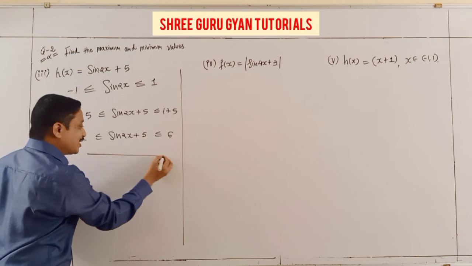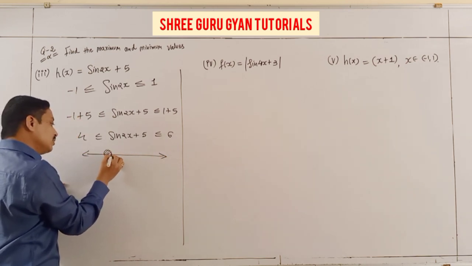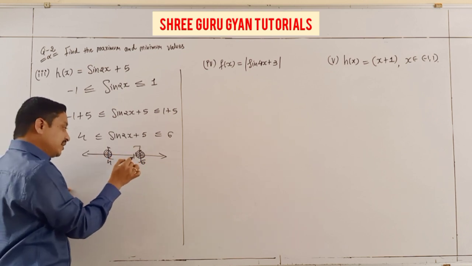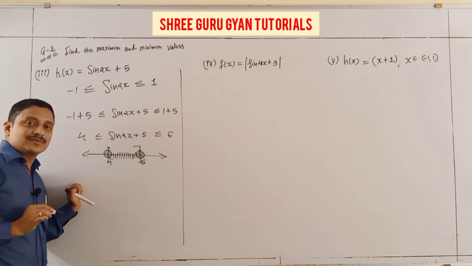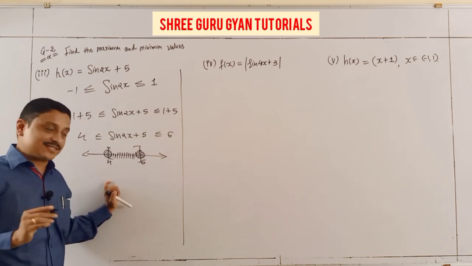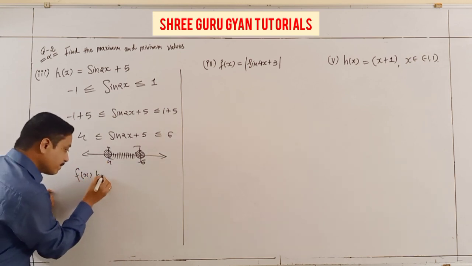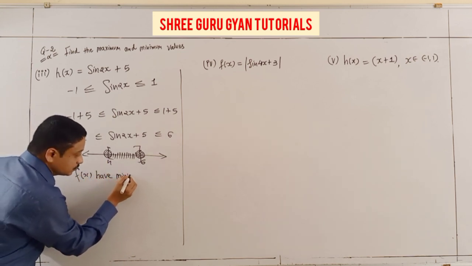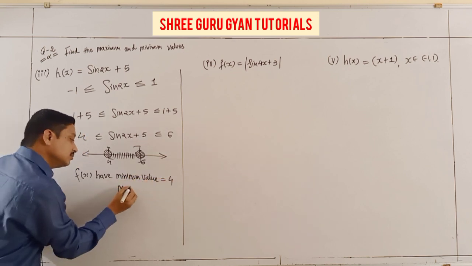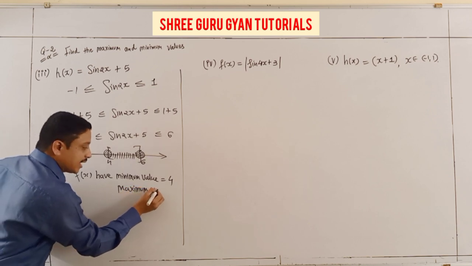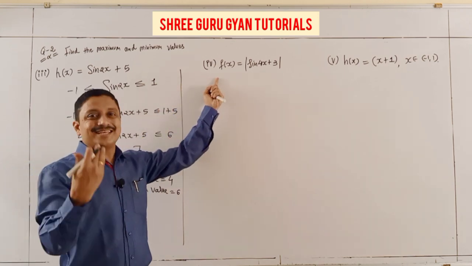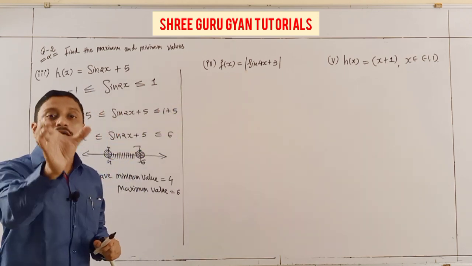So students, you get 4 and that is 6. It means your drawing is ready. You have numbers 4 to 6, and all the data comes in between. So minimum 4, maximum 6, total range is 4 to 6. So students, here f(x) has a minimum value. Yes students, the minimum value is equal to 4 and the maximum value is 6.